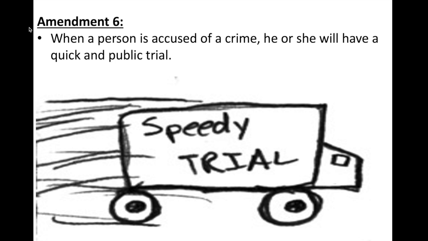Amendment number 6 states when a person is accused of a crime, he or she will have a quick and public trial. So let's say that you get a speeding ticket. You're not going to spend 10 years in jail waiting for your trial to determine whether you're guilty or not guilty of that speeding ticket. You will have a quick and public trial.